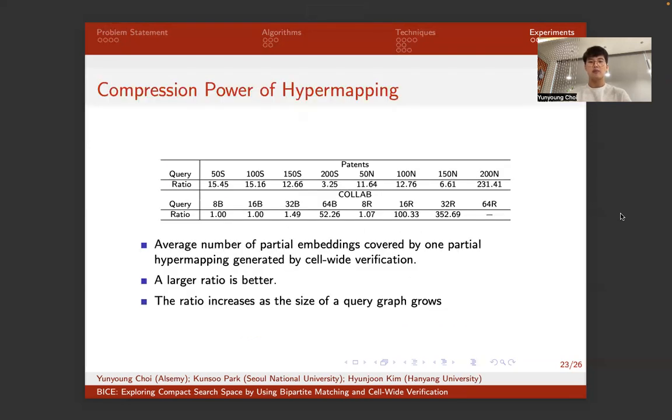To demonstrate the compression efficiency of cell-wide verification, we calculate the average number of partial embeddings covered by hypermappings generated through cell-wide verification. A higher ratio is preferable as it indicates the simultaneous search of numerous partial embeddings. We can observe that the ratio is high and it increases as the size of query graphs grows.